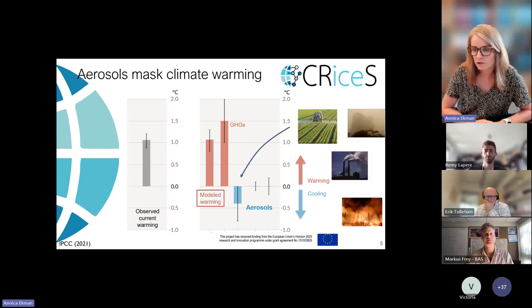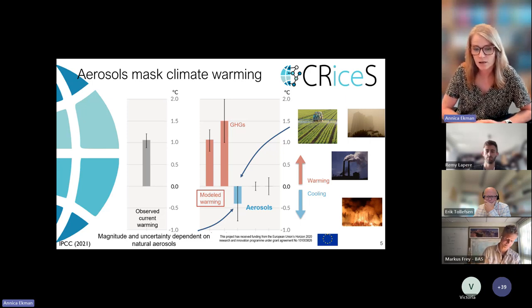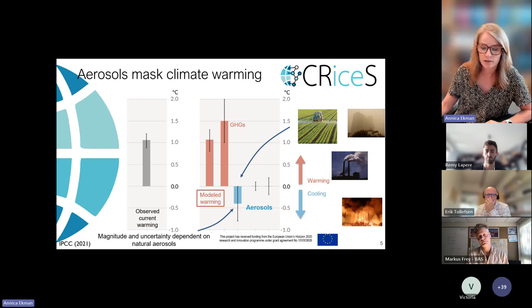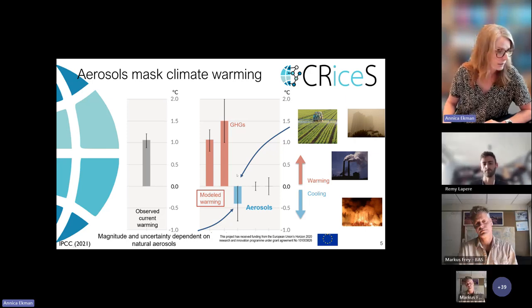So anthropogenic aerosols come from different sources: industrial, agriculture, forest fires, and so on. And this is what then really governs the cooling. But the background is also important. So what we have in terms of natural emissions of aerosols also impacts the magnitude and the uncertainty of the cooling due to anthropogenic aerosol particles. And as you can see here, this uncertainty is currently very large.